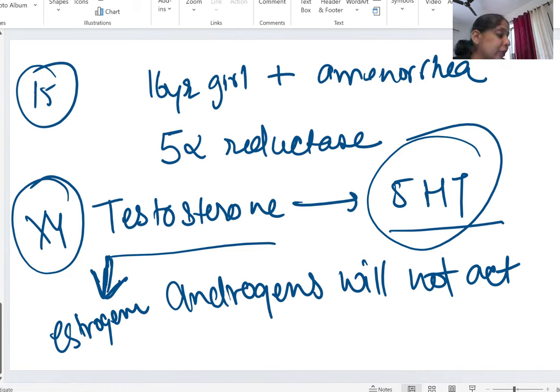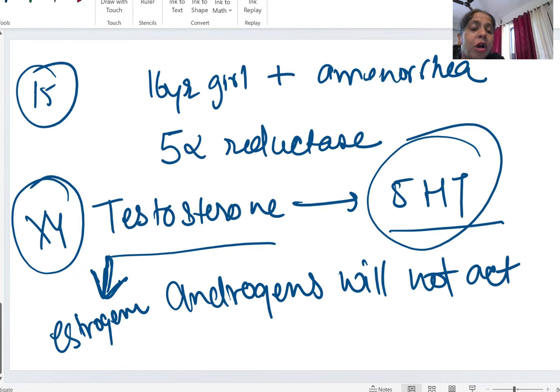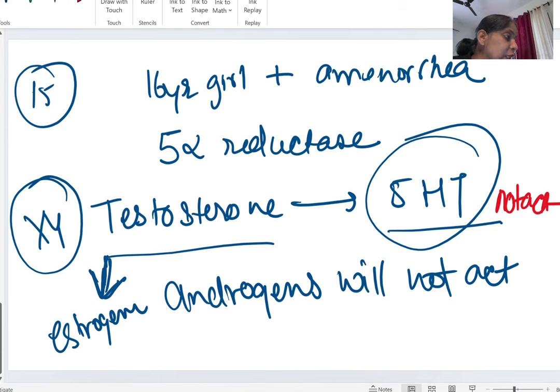Question number 15 is clear. If there is deficiency of 5 alpha reductase, then testosterone will not act. So there is androgen deficiency. Due to the androgen deficiency, the Wolffian duct will not grow. The genitalia will not be of a male; it will be the external genitalia of a female. Yes, so that is it. After question number 15, what is there?